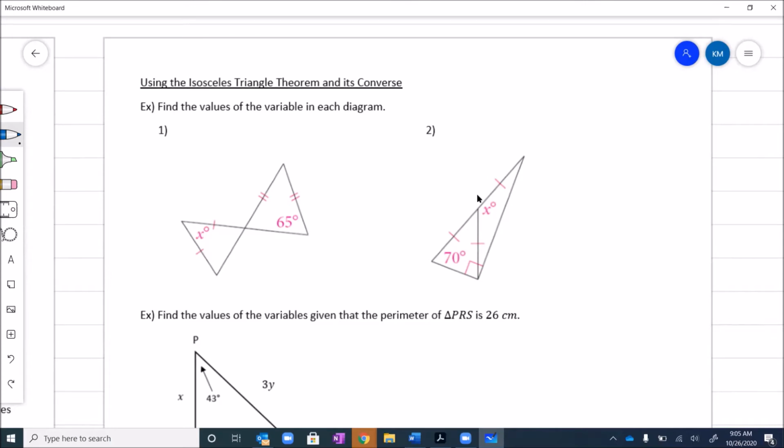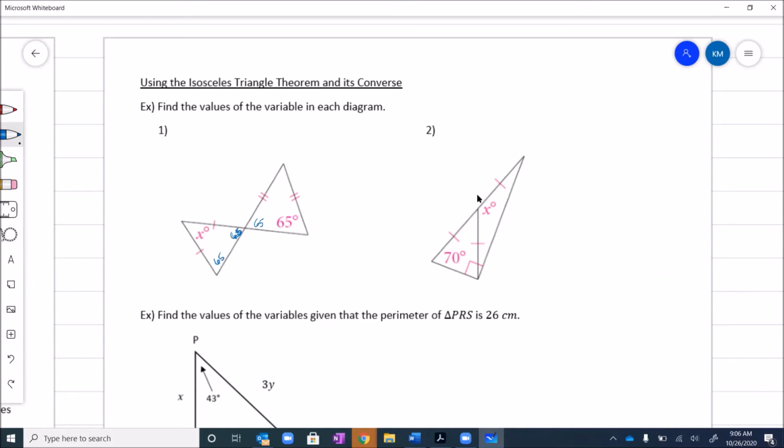So in these two problems, we're given isosceles triangles, and we're asked to find the values of the variables. So here's an isosceles triangle with both of these sides congruent because of the markings. And so if these are congruent sides, then our base angles should be congruent, 65, 65. We can use that information along with the vertical angles theorem, right? Because vertical angles are congruent, so this is 65 degrees. This is an isosceles triangle, okay? And so this would be 65 degrees because the base angles have to be the same.